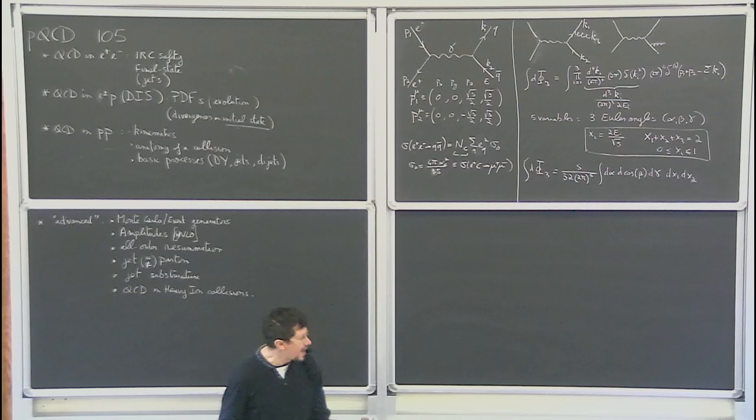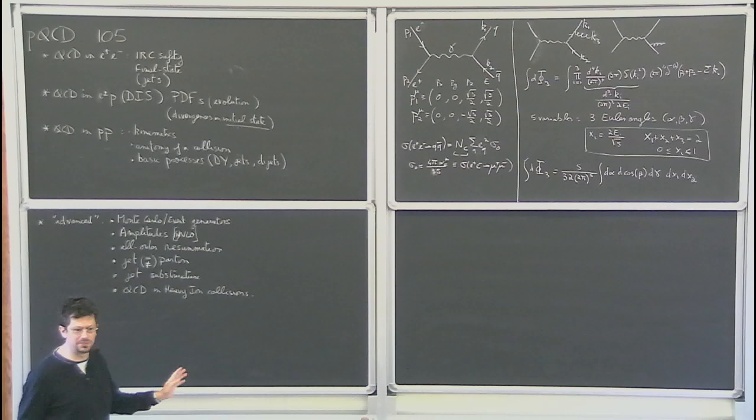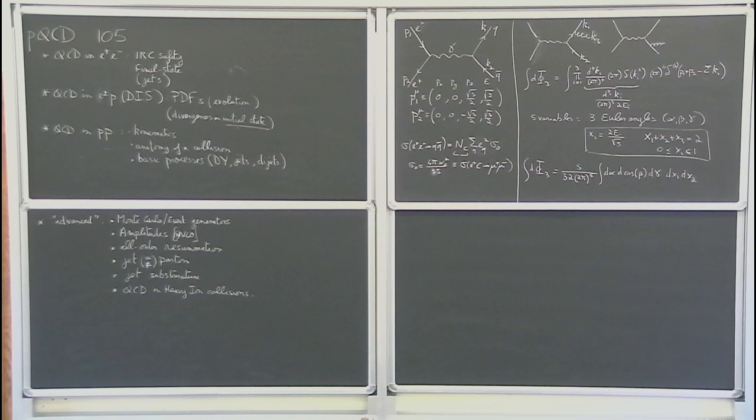At the end of the day, I'm going to sum over all possible initial states. I'm not going to consider things like polarized collisions or things like that. So I'm summing over all possible initial states. Well, averaging over all possible initial states. I'm summing over all possible final states. And at the end of the day, you get the total matrix element squared.